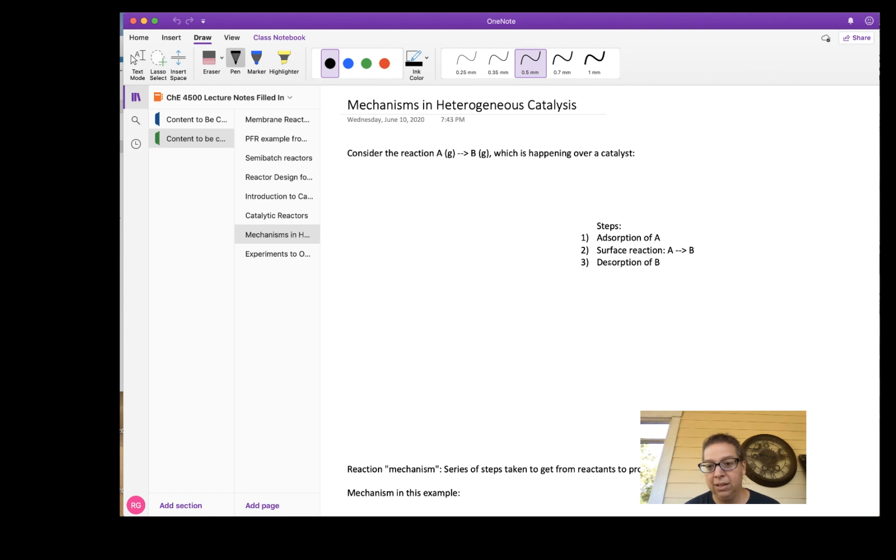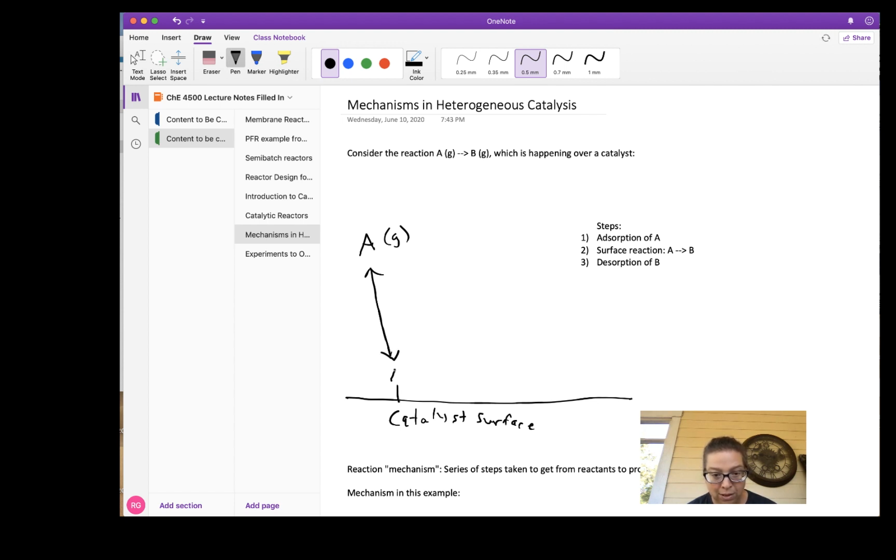First step, A is going to adsorb to the catalyst surface. In the second step, A is going to react to B on the catalyst surface. And in the third step, B is going to desorb from the catalyst surface. We can draw this out. If I draw my catalyst surface, in the beginning I'll have some amount of molecules of A flying around in the gas phase. Those molecules of A are going to adsorb or bind to the catalyst surface.